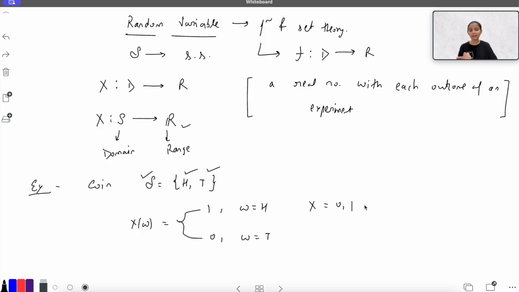If you remember, this random variable X(w) is a particular case of a very important random variable, the Bernoulli random variable. We will be discussing Bernoulli distributions. So this is a Bernoulli random variable. Clear?